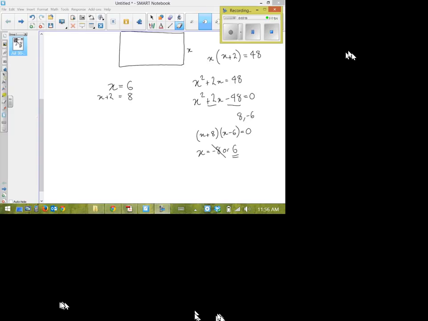And I'm not going to forget that the final answer should be in words. So the final part of the question is to write the answer in words. The width is 6 metres and the length is 8 metres. The question is now complete.